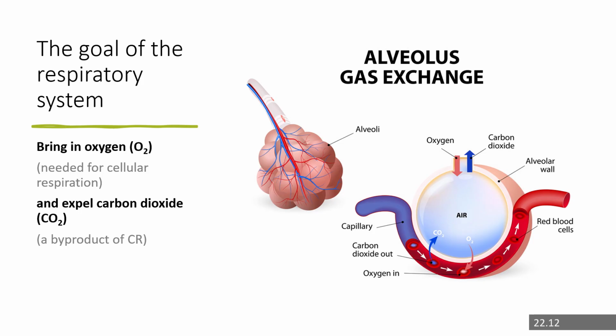The main function of the respiratory system is to bring in oxygen and expel carbon dioxide. Again, we need that oxygen for cellular respiration, and carbon dioxide is produced as a byproduct of cellular respiration.